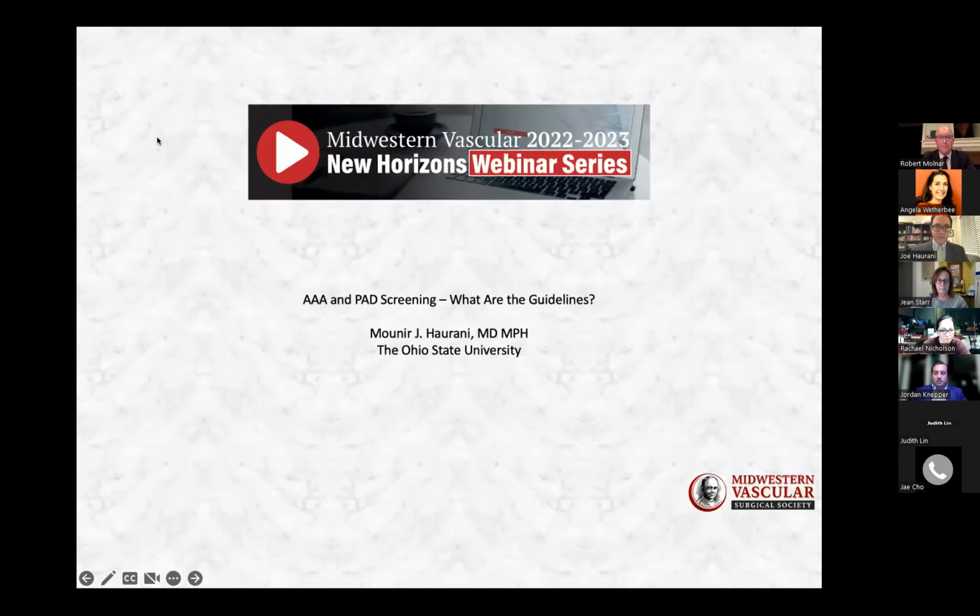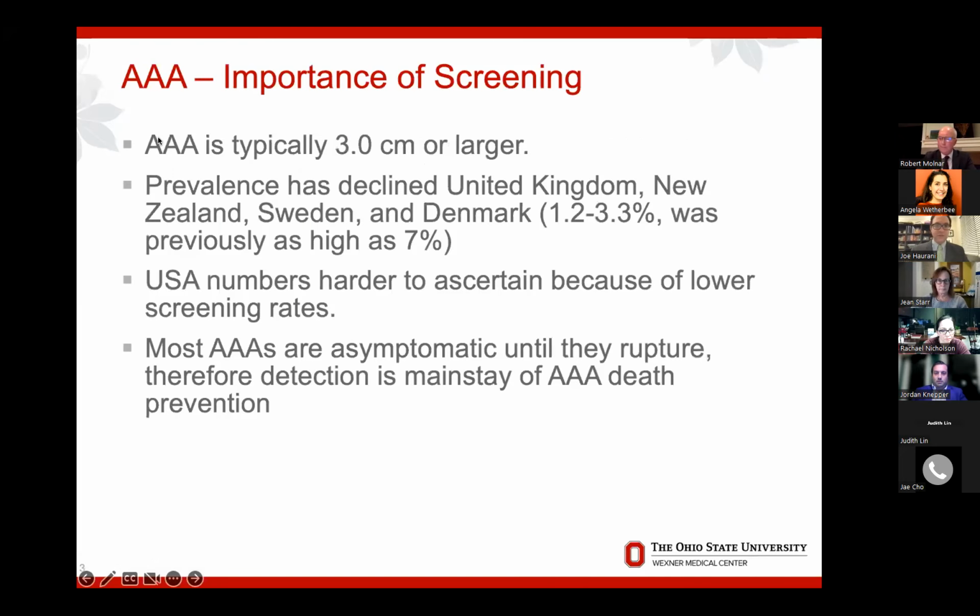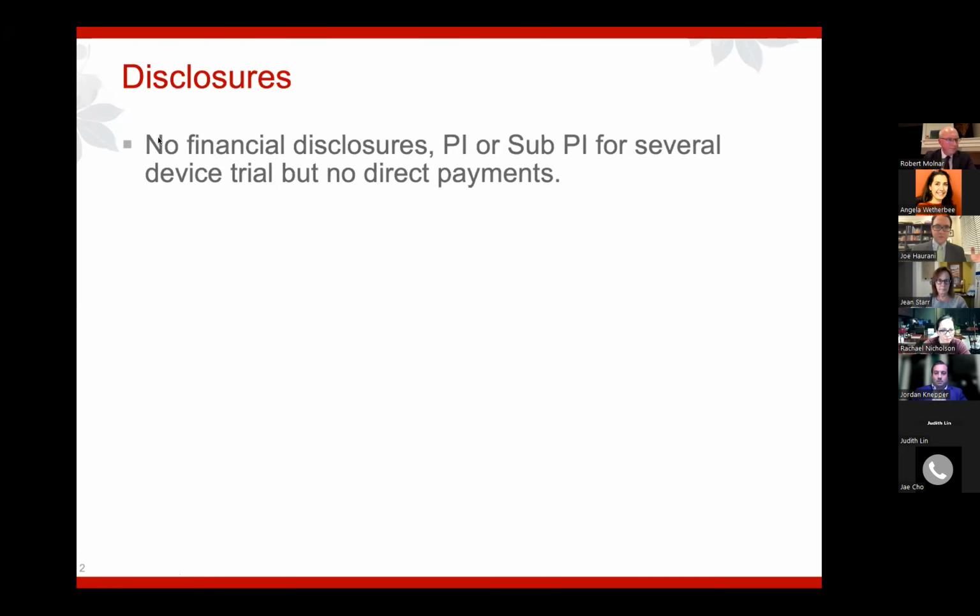So, PAD and PAD screening. What is the importance of this? Sorry, I skipped through the disclosures. No financial disclosures. I'm the PI or sub-PI, but nothing that's really relevant to my talk.